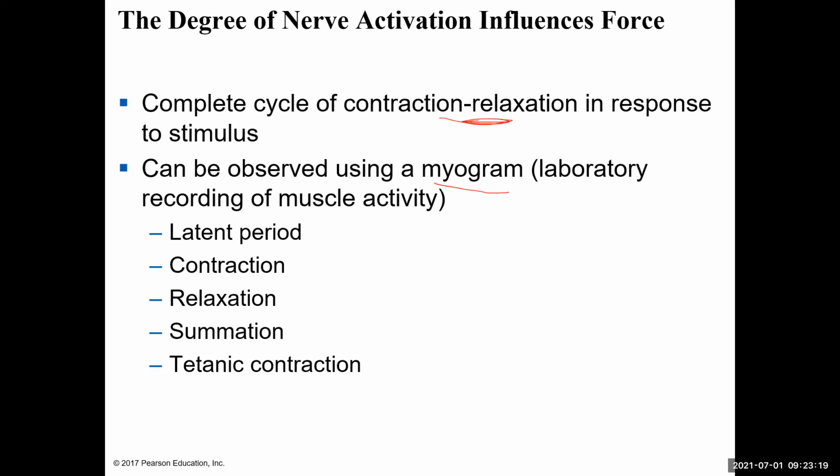And the muscle activity can be summarized based off of these 5 different kind of terms. So you have a latent period, a lag period that happens after a stimulus. Then you have contraction, which is the actual contraction period, and the relaxation period where the muscle relaxes. Then you can have summation, and you can have tetanic contraction.